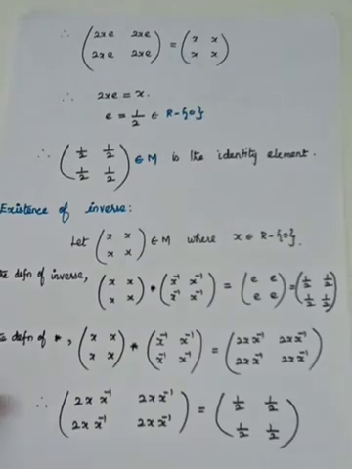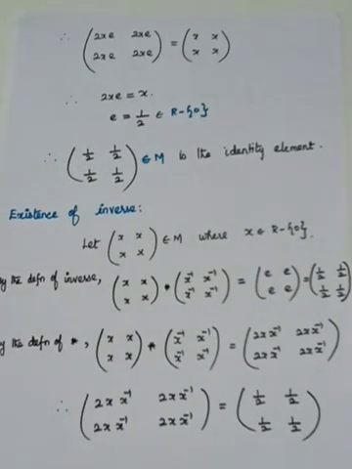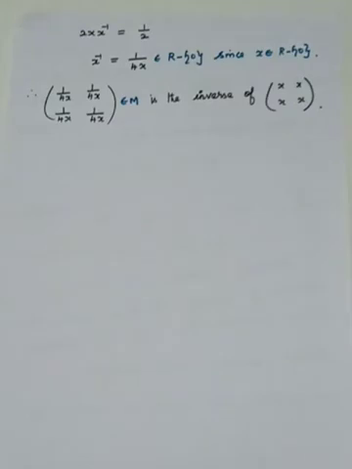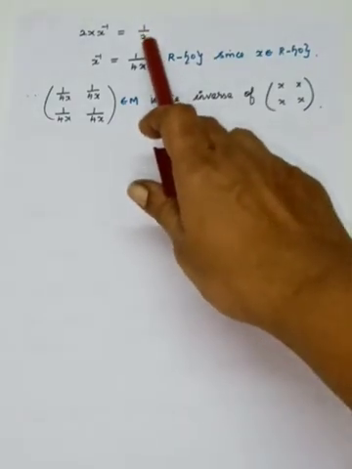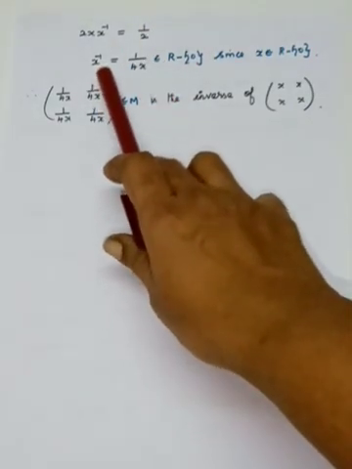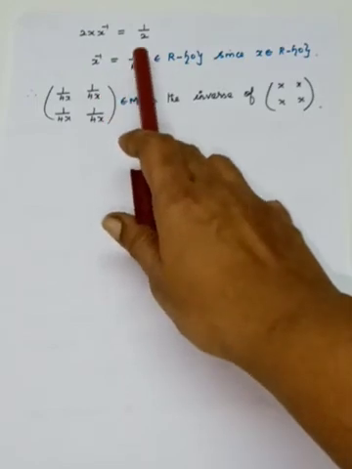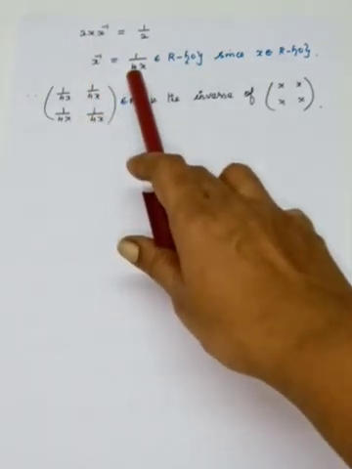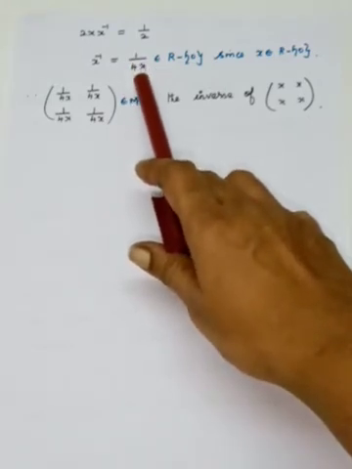If two matrices are equal, the order should be the same and the corresponding elements should be equal. So you take the corresponding element. 2x inverse is equal to 1 by 2. Here you are going to find x inverse. So x inverse is equal to 1 by 2, and the 2x has to come in the denominator. So 2 into 2x is 4x.